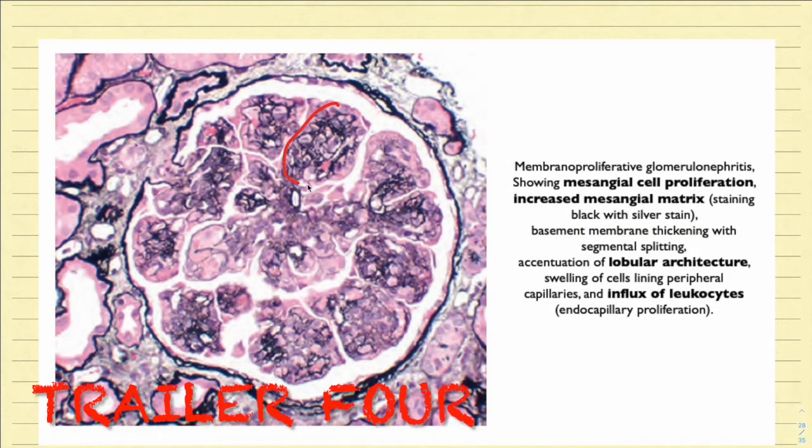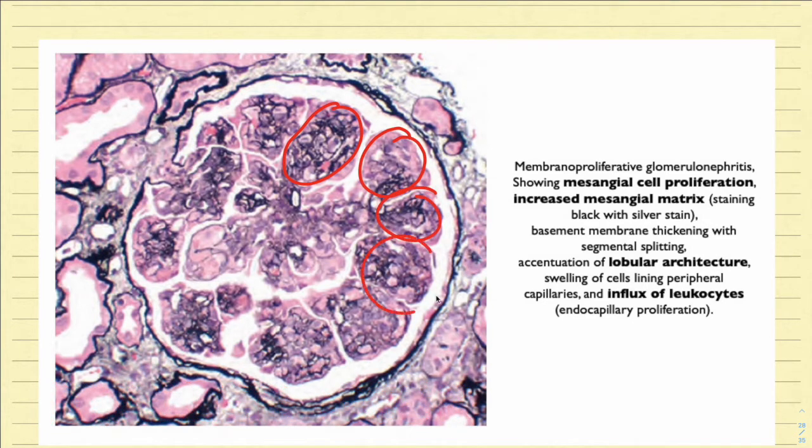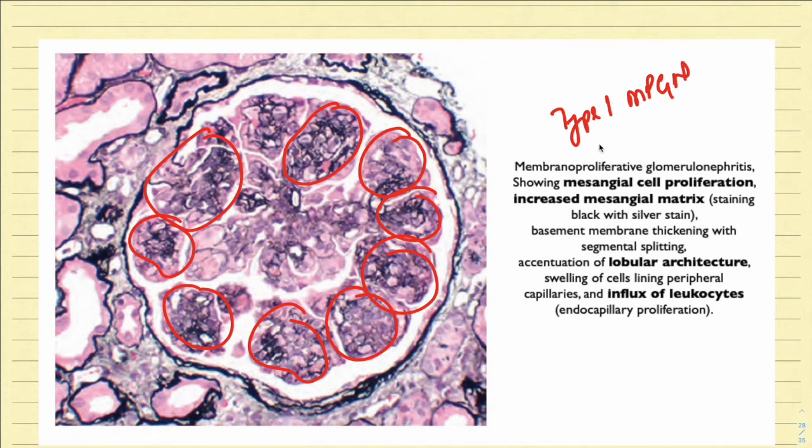Can you see the mesangial proliferation has taken the form of lobules? Yes, can everyone appreciate this? So this is the lobular architecture in case of type 1 MPGN. Type 1 MPGN shows mesangial cell proliferation with increased mesangial matrix. There is an increased lobular architecture with infiltration of the leukocytes, endocapillary proliferation, mesangial cell proliferation, and extracellular matrix deposition.